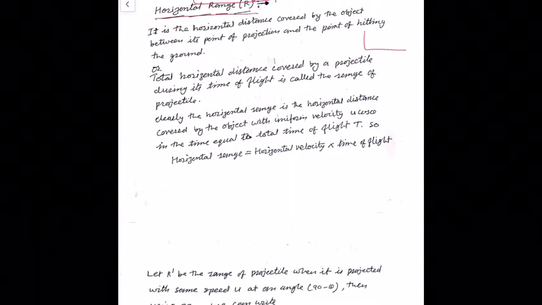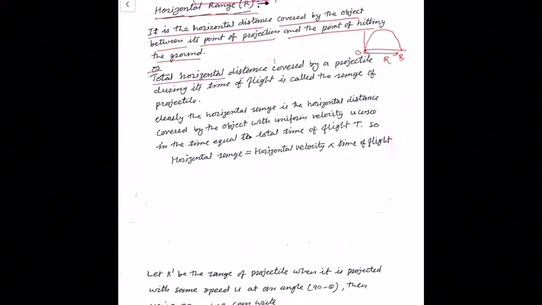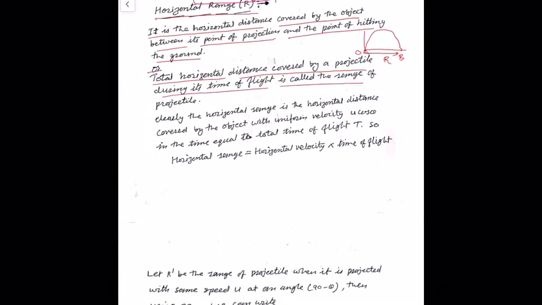Next, horizontal range, capital R. Here in the trajectory, here is the starting point, the initial point, and here is the final point B. So the distance between O and B is called the horizontal range, capital R. It is the horizontal distance covered by the object between its point of projection and the point of hitting the ground, or the total horizontal distance covered by a projectile during its time of flight is called the range of projectile.